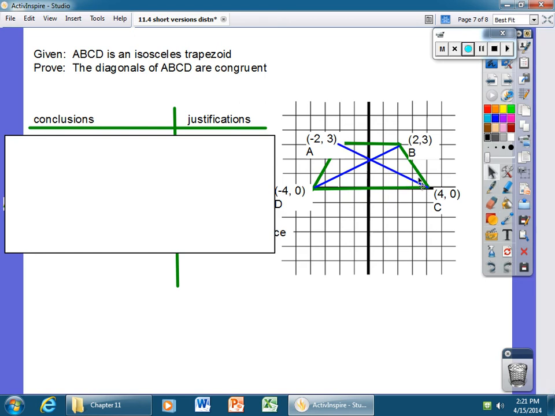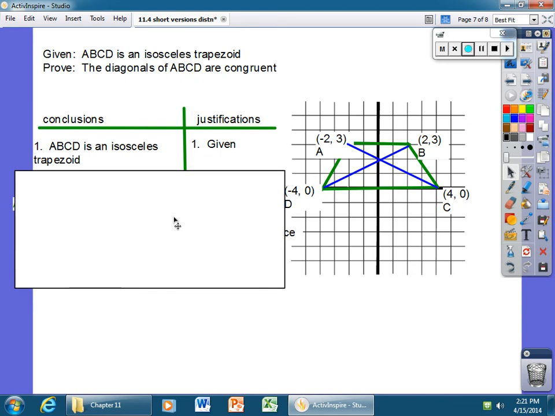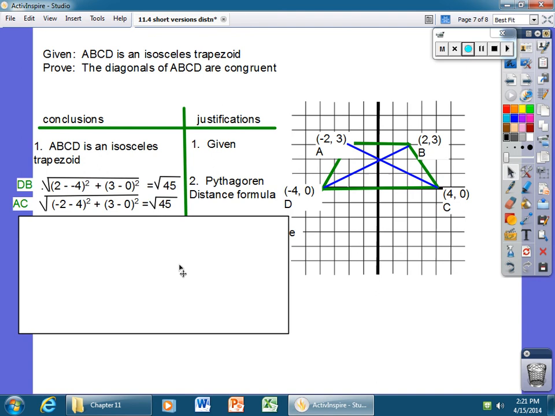So what I'm going to do is I'm going to use the distance formula. The first thing, I always like to include my given first. What they gave me is that ABCD is an isosceles trapezoid. After I do that, I find the length of my two diagonals. Diagonal AC, I substituted in my 2 x's and my 2 y's. And whenever I did that, this was 6 and this was 3.